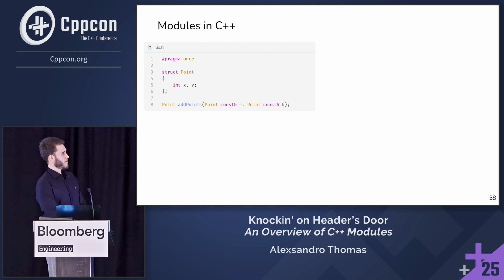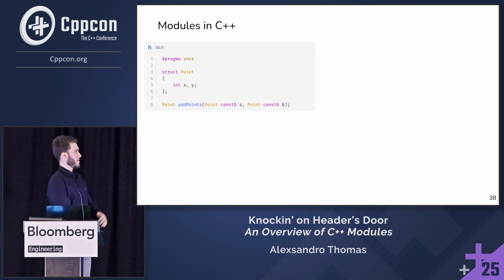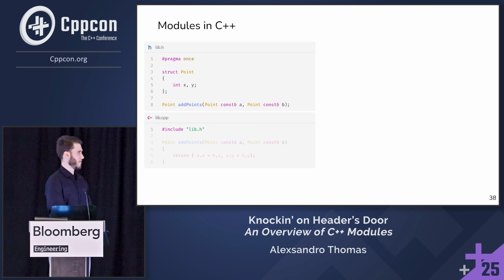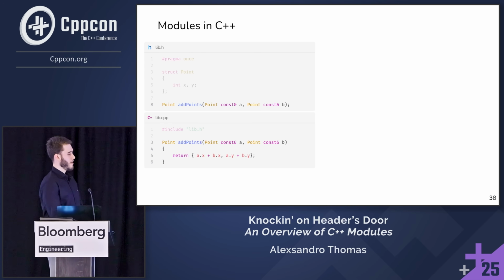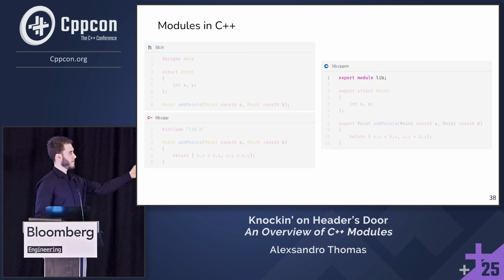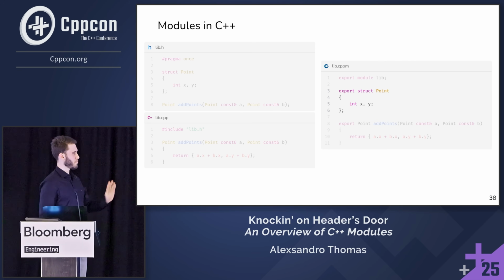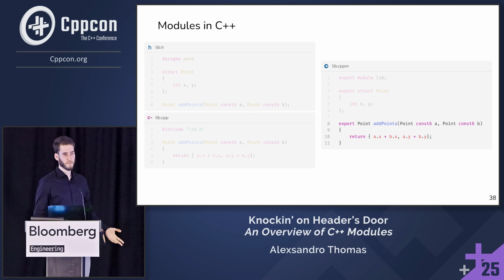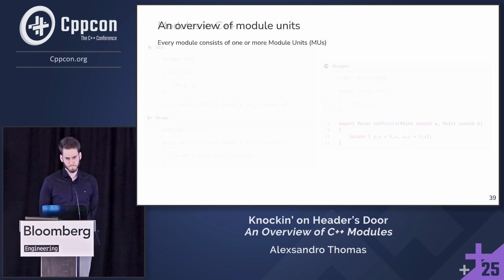So how we do that is, if you take, for example, this lib.h header, which just has a point and a function to add points, and then the CPP file that includes that header and defines that, the equivalent as a module would be something like this. You export this lib module, you export the definition of the struct point, and you export this add points function. And that should be enough to cover both of these use cases.